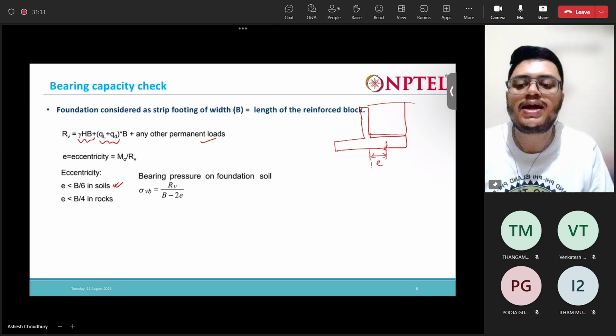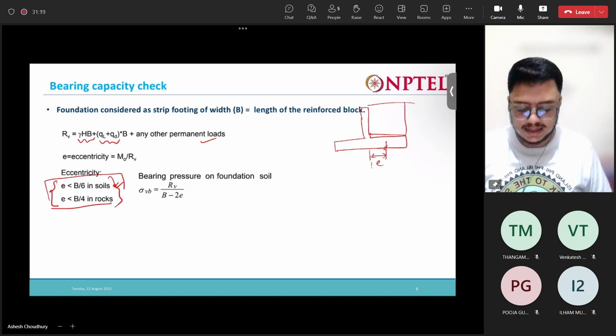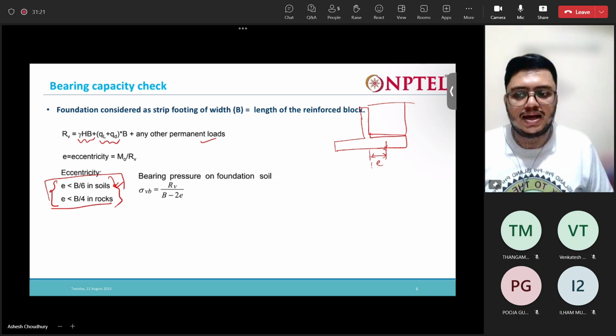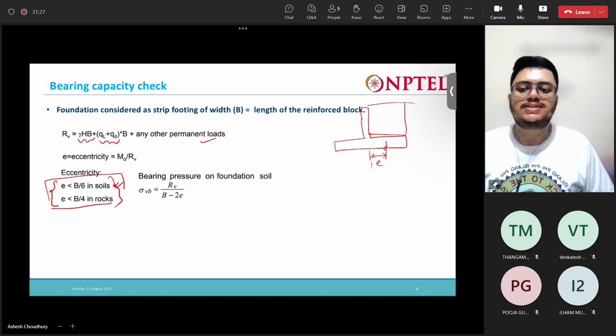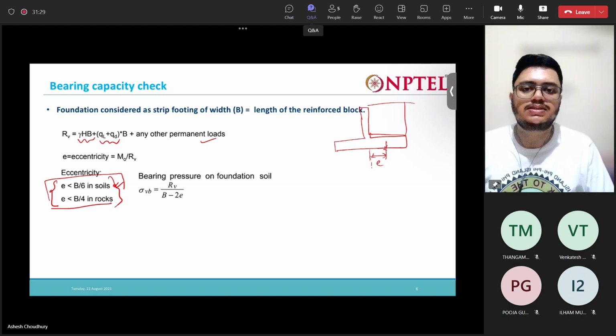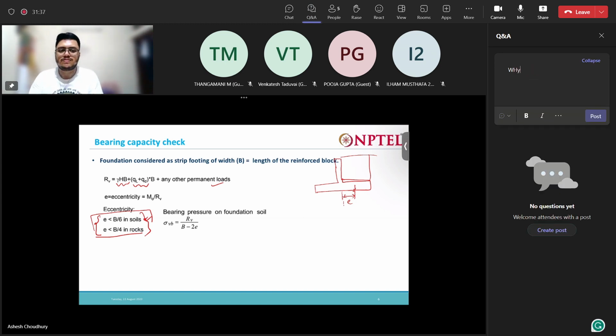So can you tell me why we are checking for this eccentricity? Why should this eccentricity be less than b by 6, and less than b by 4 in rocks? Generally it is less than b by 6 only. So can you tell me why the eccentricity should be less than b by 6? What is the reason? Why do you need to check for this eccentricity?